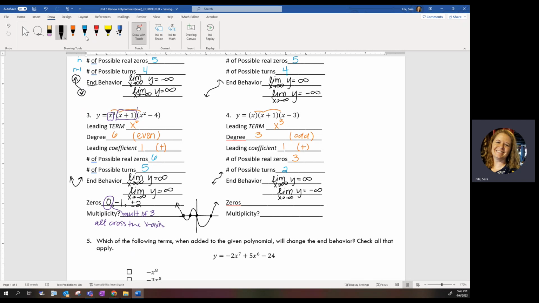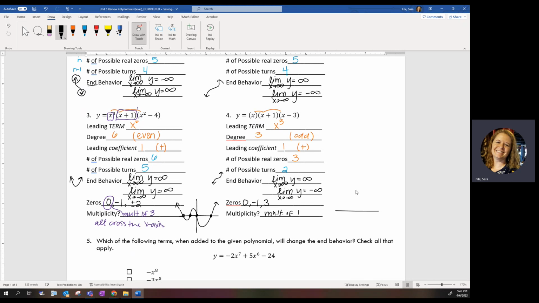Well, let's take a look. It's all factored. If I set this equal to 0, that's just 0. If I set this equal to 0 and solve, I'd get -1. If I set this one equal to 0 and solved, I'd get +3. None of those have a power on them, so none of those have any multiplicity over 1. So multiplicity of 1 for all of them, which means it's going to cross at all of those because 1 is an odd number.